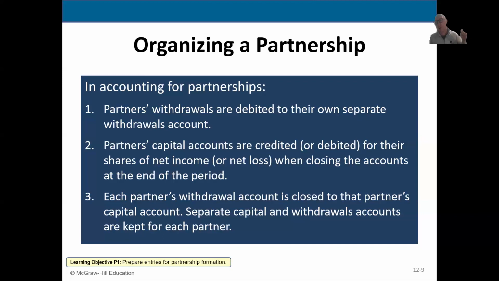Each partner's withdrawal account is closed out through the closing process at the end of each year, closed out to their capital accounts. But you know that through the closing process. Let's look at an example.